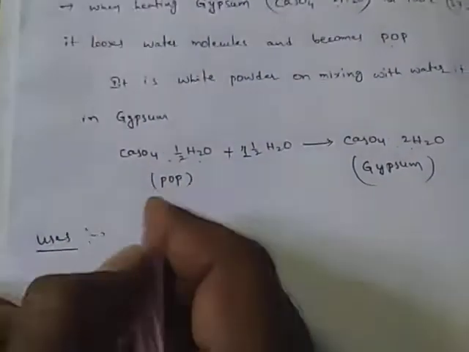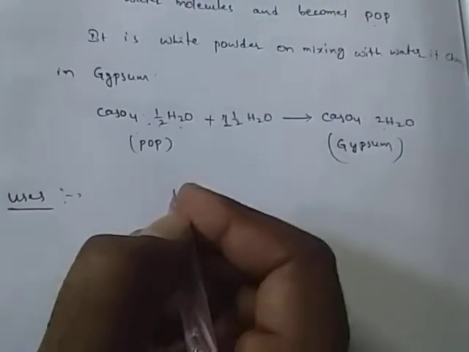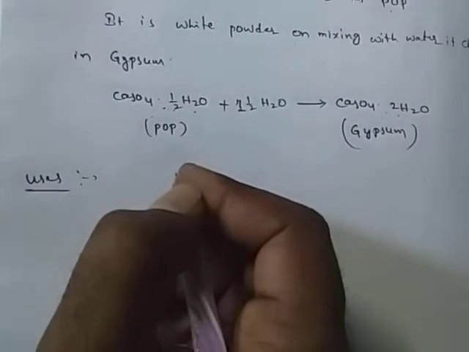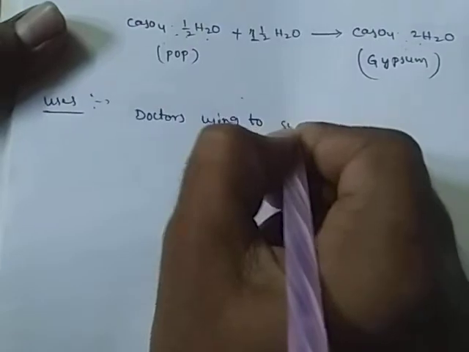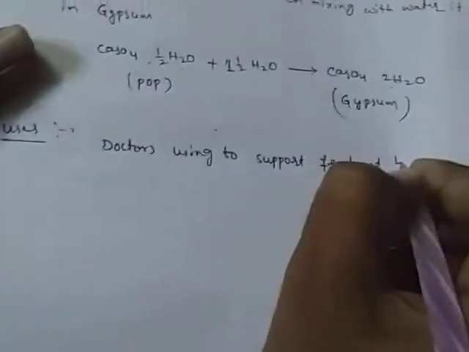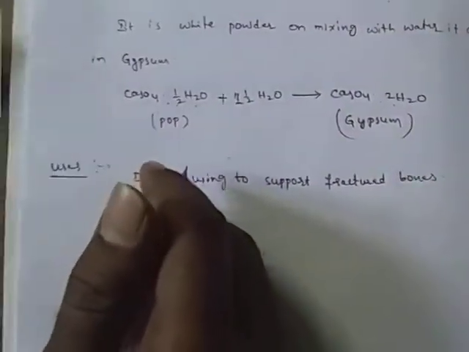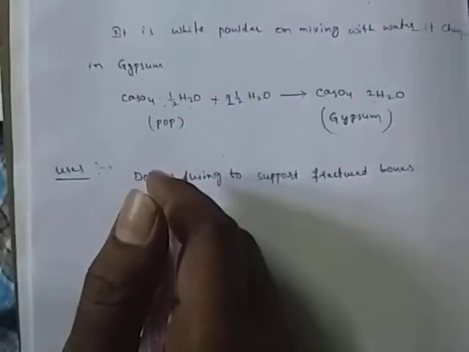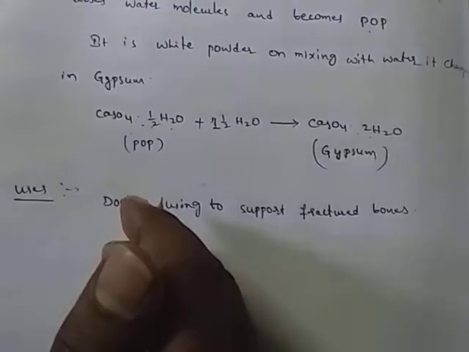Next, what are the uses? Uses of plaster of Paris. Generally, doctors use it to support fractured bones. For example, for any bone fracture in the hospitals, doctors are using it to support fractured bones. Second, for making toys and decoration materials. Nowadays we are also using plaster of Paris in the home roofs, for ceiling purposes in houses.